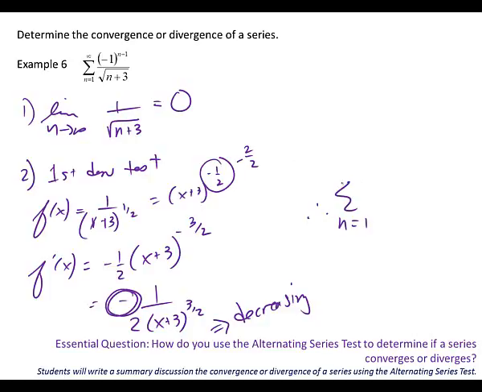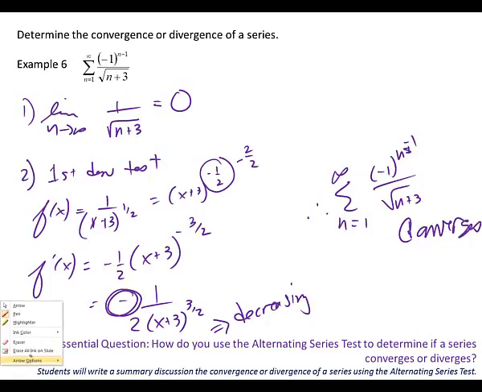Therefore, the sum from n equals 1 to infinity of -1 to the n, it's -1, not +1, right? Over the square root of n plus 3 converges. That's a C. Converges.